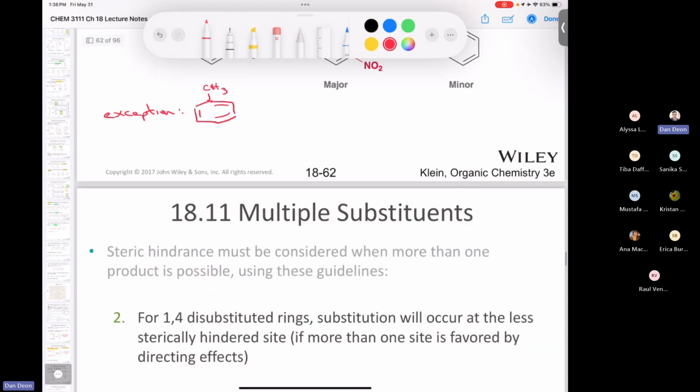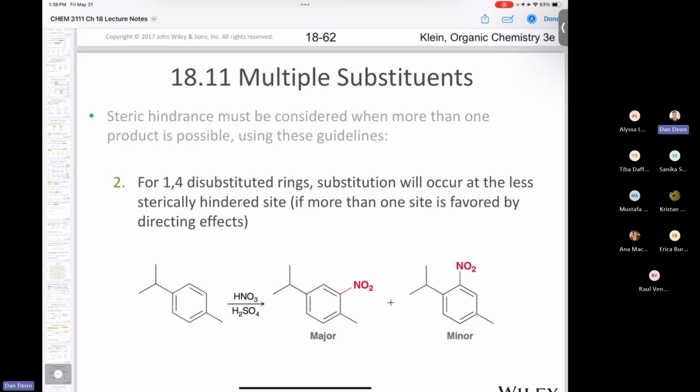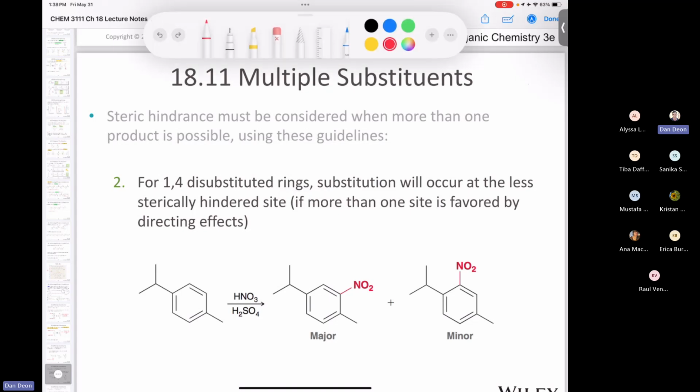All right, so let's take a look at this one. Now, what if you have two alkyl groups, right? Here we have an isopropyl, and then we have a methyl. Both of those are weak activators, so who's the winner? Well, let's check it out. It says for 1,4-disubstituted rings, substitution will occur at the less sterically hindered site. So you can clearly see that the position that is ortho to the methyl group is less sterically hindered than the one that is ortho to the isopropyl group. And so that's going to be your major product.